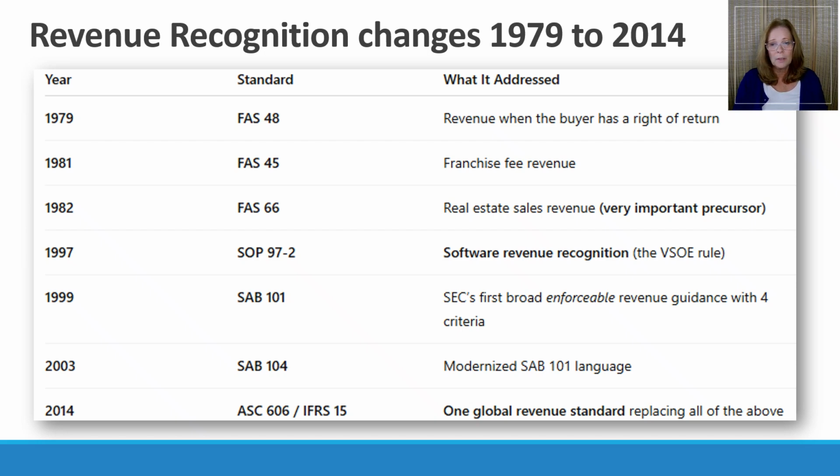SAB 104 didn't change the principles. It updated the language to align with the newer FASB codification system and to clarify examples.